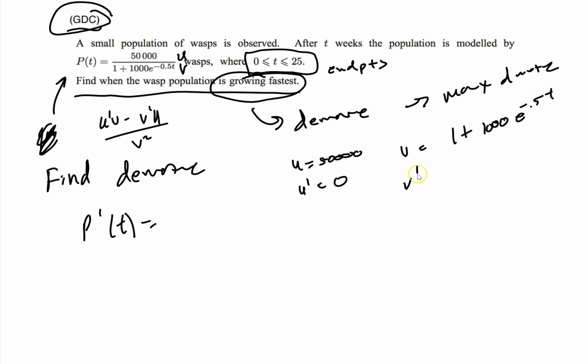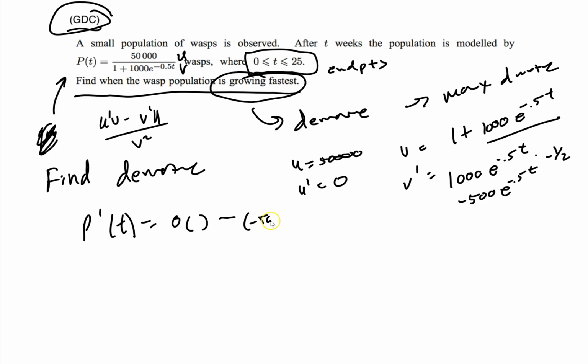That looks scary, but remember the derivative of the constant just goes away. Derivative of e, copy it, and times the derivative of the power right there, which is negative 0.5 or negative 1/2. So it's negative 500 e to the negative 0.5t, right? So 0.5 is 10 to the 1/2, that's why I did that. So that's v prime. If you use the formula, u prime is 0 times that top, but it doesn't matter because 0 always wins, minus the derivative of the bottom, which is negative 500 e to the negative 0.5t times the top, 50,000, all over the bottom squared.